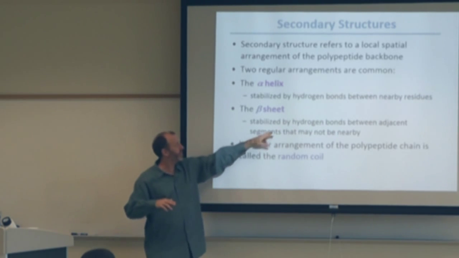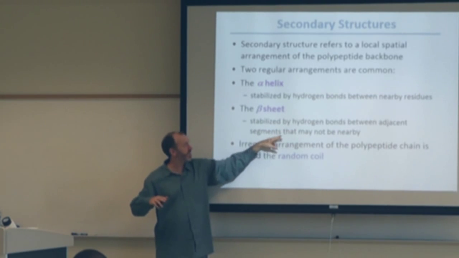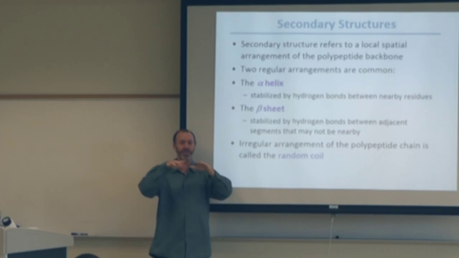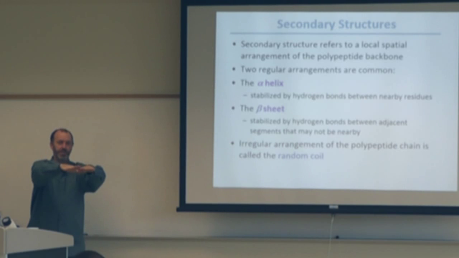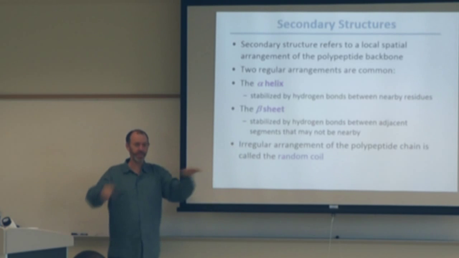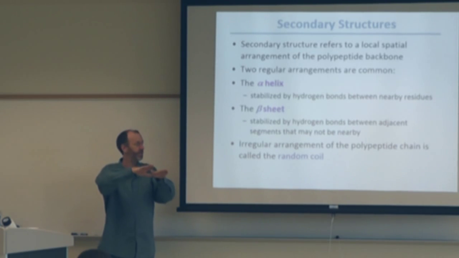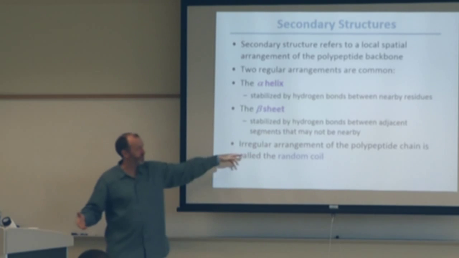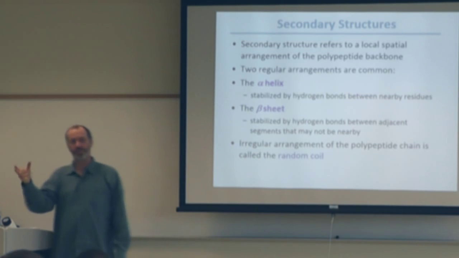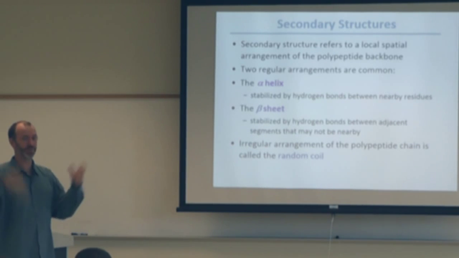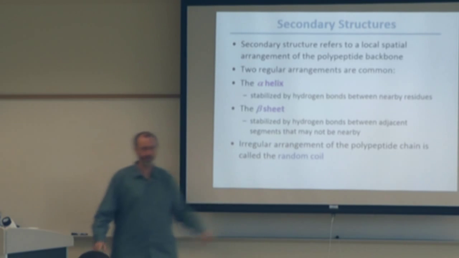For alpha helix, these hydrogen bonds take place between nearby residues. Beta sheets can be stabilized by hydrogen bonds between adjacent segments that may not be nearby. They could be totally far away in sequence, but they happen to be close enough together in spatial arrangement that you're able to stabilize this type of secondary structure from their hydrogen bonds. You can also have irregular arrangements of a peptide chain, and those are called random coils. They're not necessarily coiled, they're just called random coils because they can exist in these random structures. A lot of times they're just unstructured.